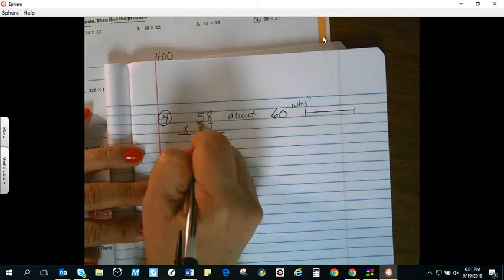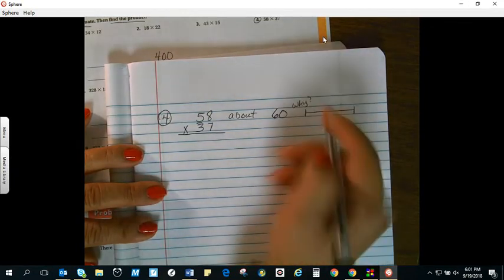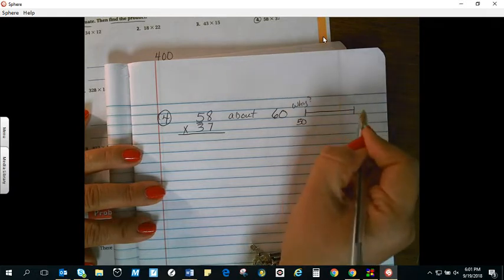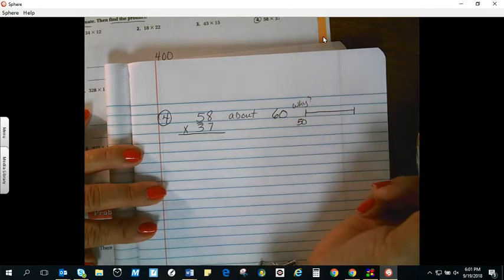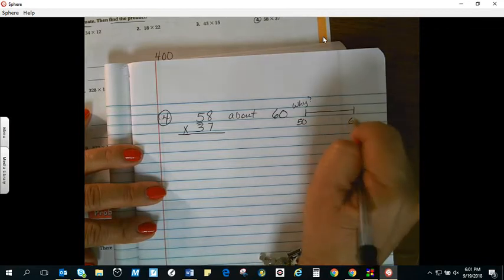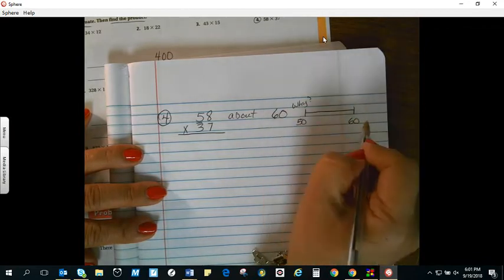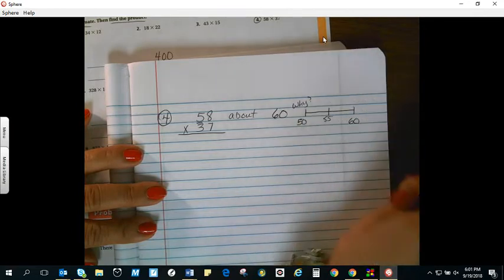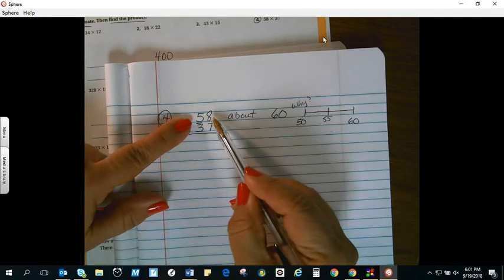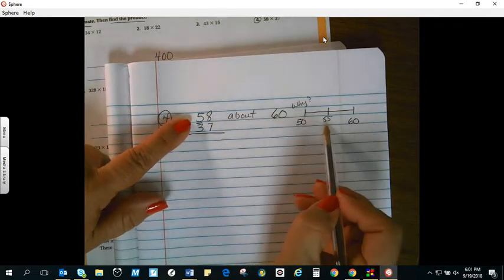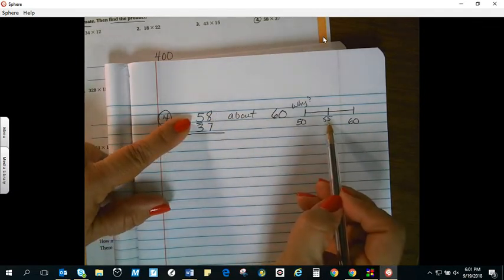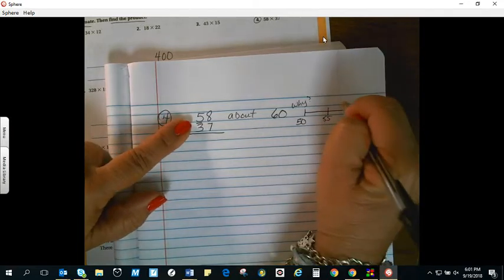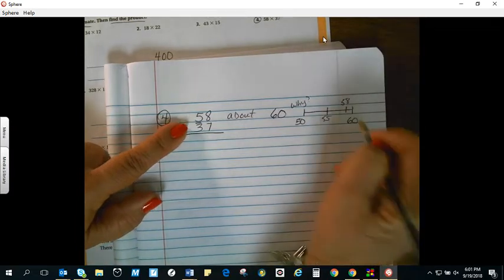See my 5 here in the tens place? I know that that's going to be 50. If I go to the next whole number, what comes after 50? You're absolutely right, it's 60. What's in between 50 and 60? Thanks for the shout out, it's 55. Very good. Then I need to ask myself, is 58 less than or greater than 55? And you can see it's much larger, so it's greater than, and I'm going to put my 58 here. And it's closest to 60.